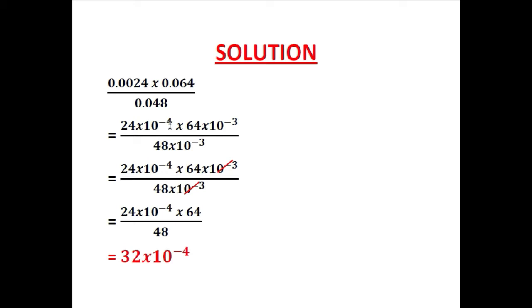And then the second one is 0.064. If we express this in standard form, this is going to give us 64 times 10 raised to the power minus 3. Also, the denominator here, 0.048, if we express it in standard form, you are going to get 48 times 10 raised to the power minus 3.